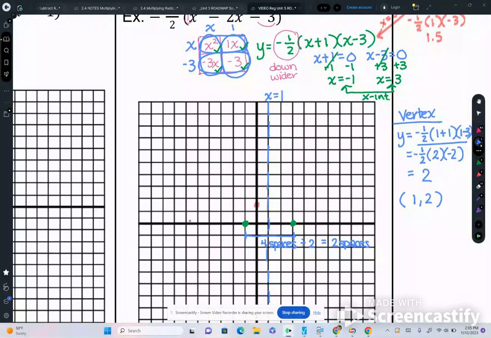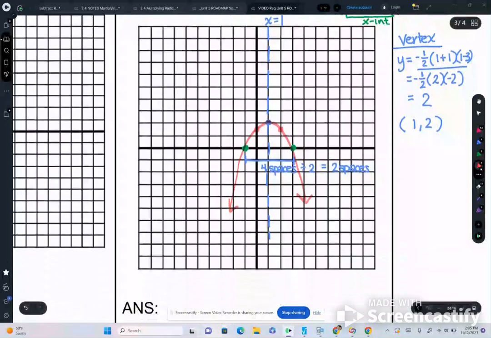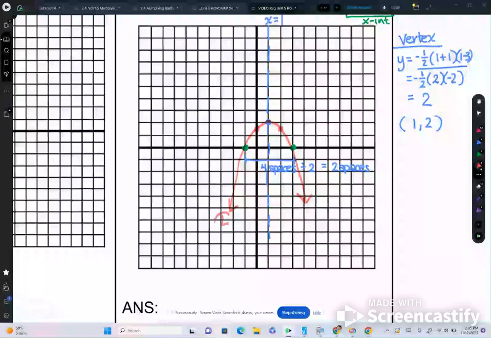So what that tells me then is my vertex is the point 1, 2. So I'm going to go over 1, up 2, and that's my vertex point. And then remember that we talked about reflections and how this is even. So if this is 1 space away right in the middle, then 1 space away right in the middle would go here. And now I have my 5 points that I need. So here's my graph. Notice that it goes down like we said. So here's my left endpoint and my right endpoint.